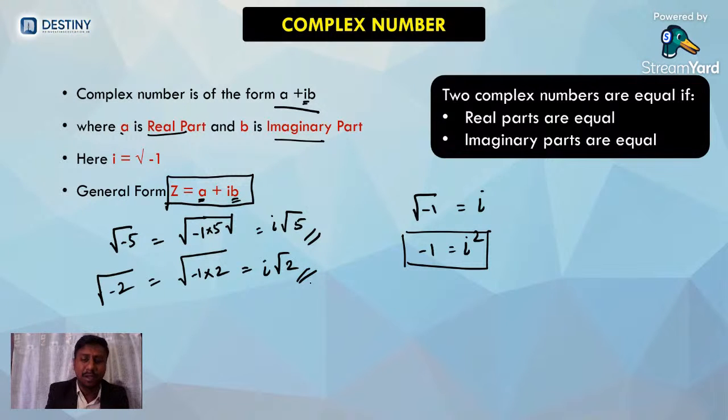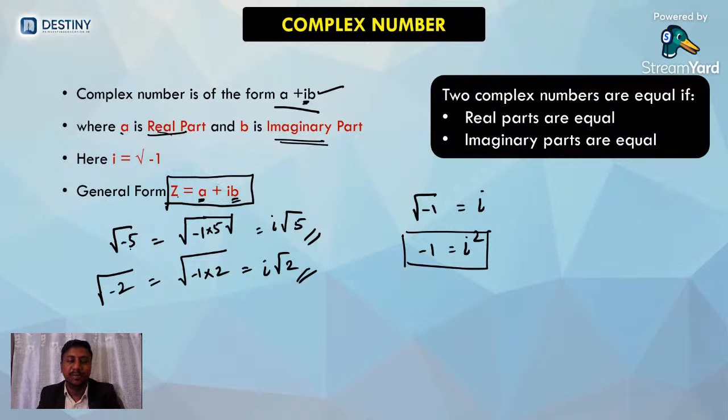This is the general form of a complex number: a plus ib. So z is equal to a plus ib, which is a complex number where a is the real part and b is the imaginary part. Wherever i comes, that is imaginary. Wherever there is no i, that is a real number.